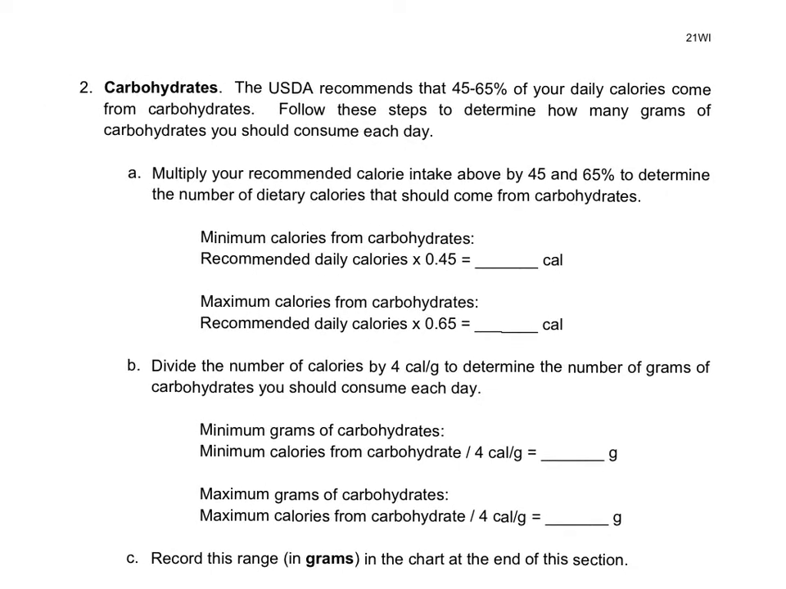So here it says to multiply your recommended daily calorie intake by 45 and 65%. I'm not going to read through this whole thing, but I am going to walk you through a little bit here. So we're taking our recommended daily calories, which remember for me was 1,550, and then multiply that by 0.45, right? Because it's 45% to 65% of your daily calories should be in the form of carbohydrates. So when I do that, I get 697.5, and you can round to the tens place there.